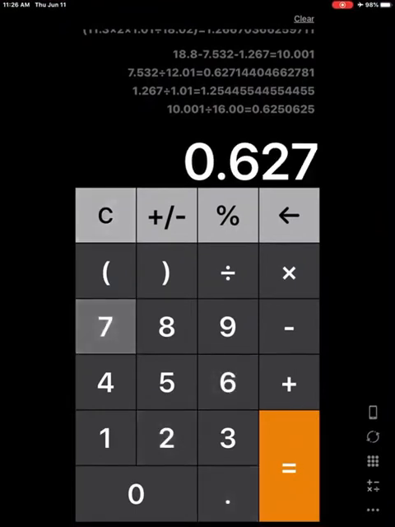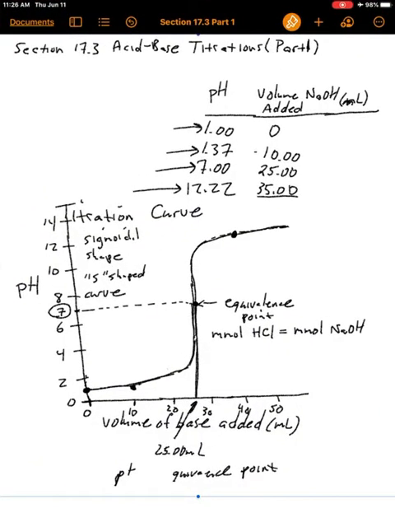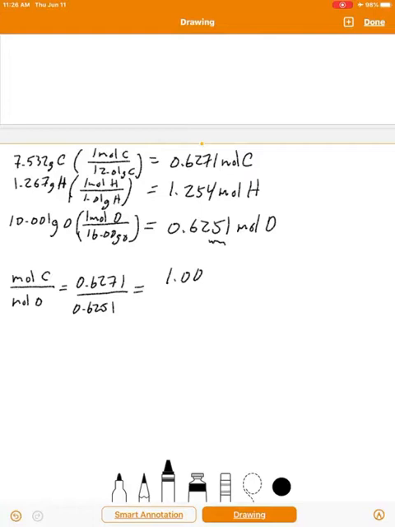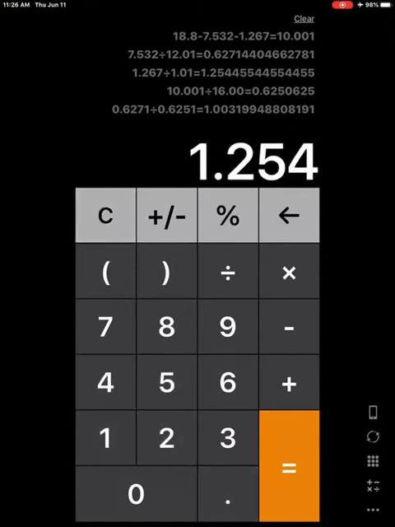So 0.6271 over 0.6251, and you get 1.003. Okay. Let's try now moles of hydrogen over moles of oxygen. The reason we're dividing it by moles of oxygen is that when you divide them by the smallest number, they should all work out to be whole numbers. So 1.254 over 1.261.